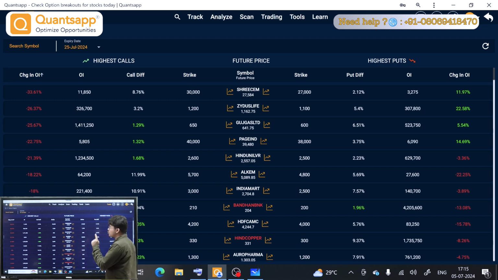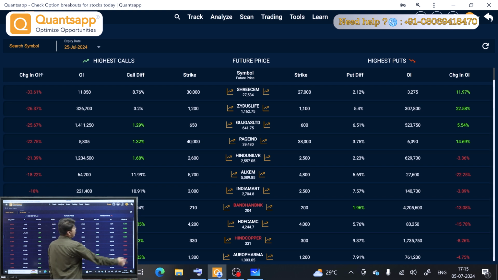So that is why you sort based on change in open interest, so that you find all of the strikes or all of the stocks which have unwinding on their heaviest strike, and based on that, whichever stock has a call difference indicated in a green color, you go and enter that trade. So you can go and trade Gujarat Gas, you can go and trade Page Industries, you can go and trade Hindustan Unilever as well. On the bearish side, you do the same thing.